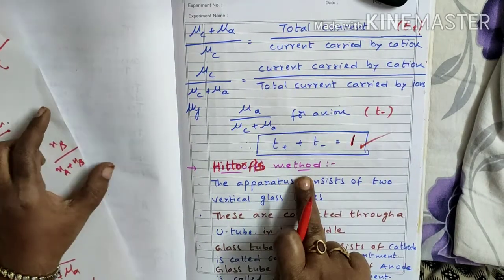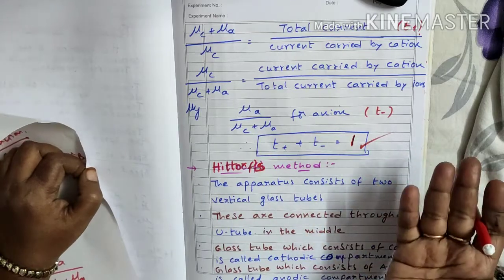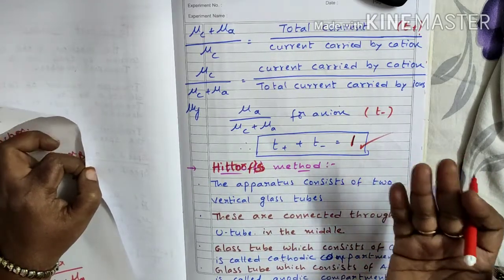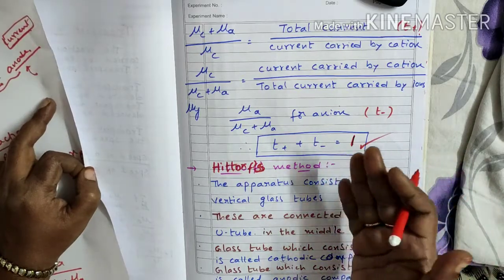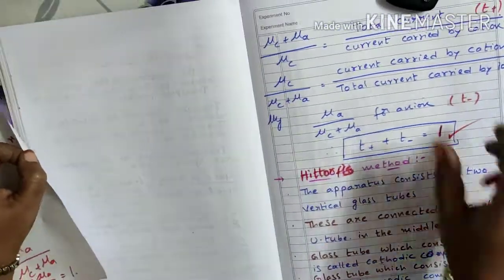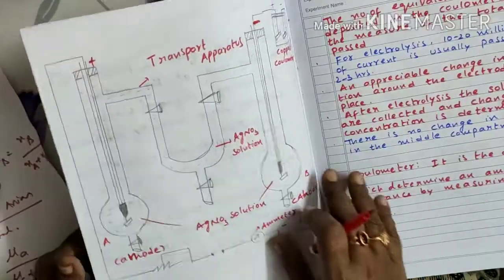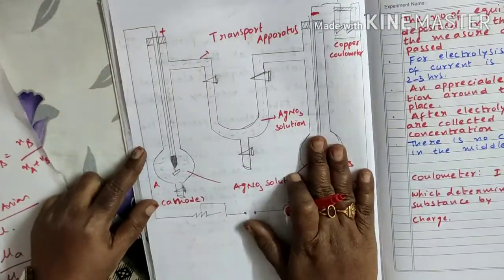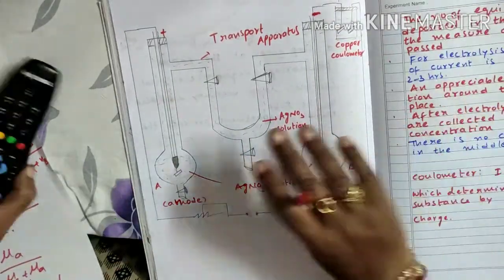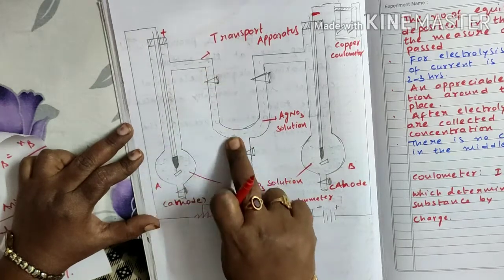The Hittorf method is a method to calculate the transport number with full evidence. It requires an apparatus, so this is our Hittorf apparatus. It consists of 2 vertical tubes, and those are connected with a U tube.